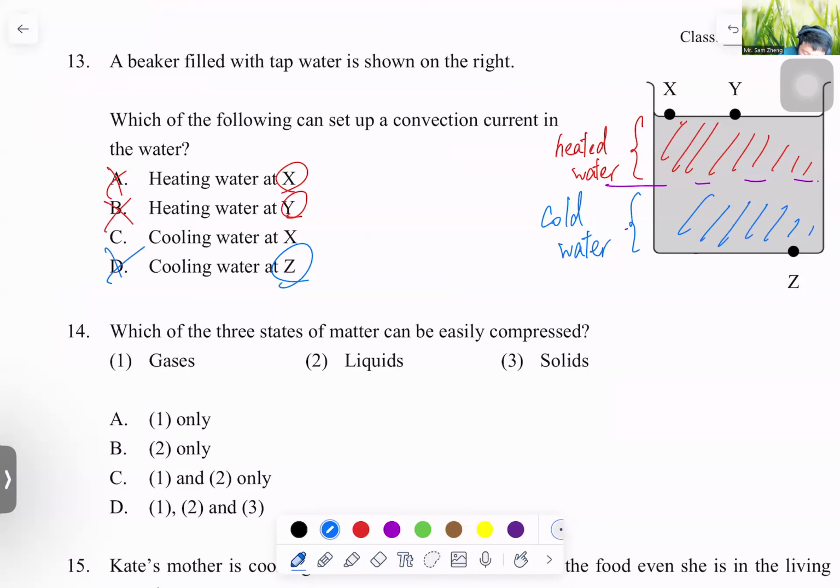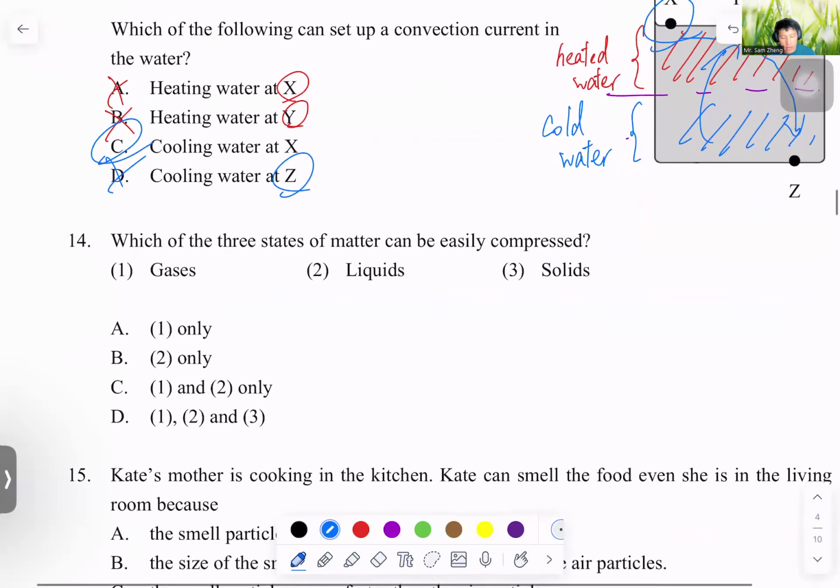If we cool the water at point X, the cool water will go up, because the relatively hot water in the bottom part will rise and move upward to the upper part of the beaker. Therefore, the answer would be C.